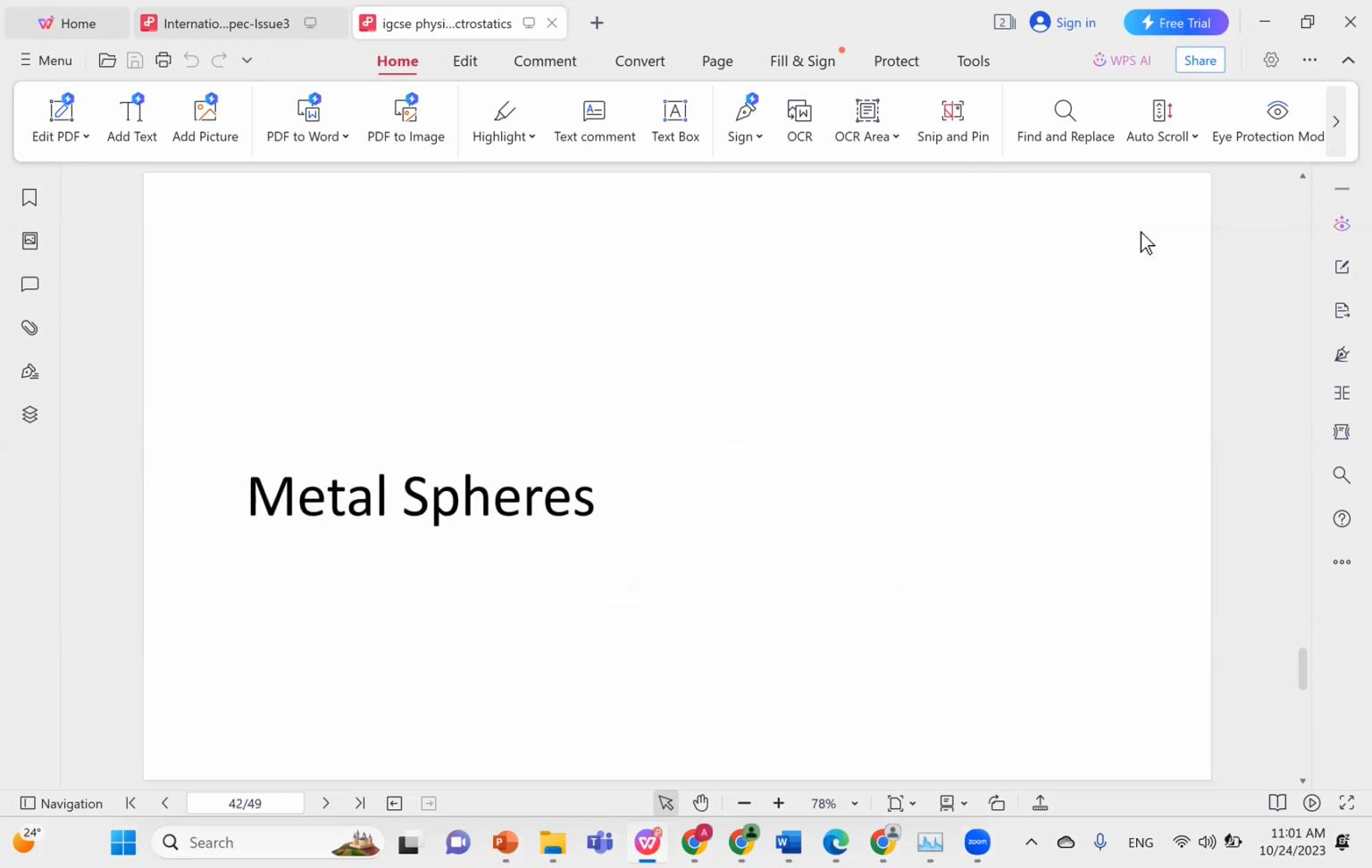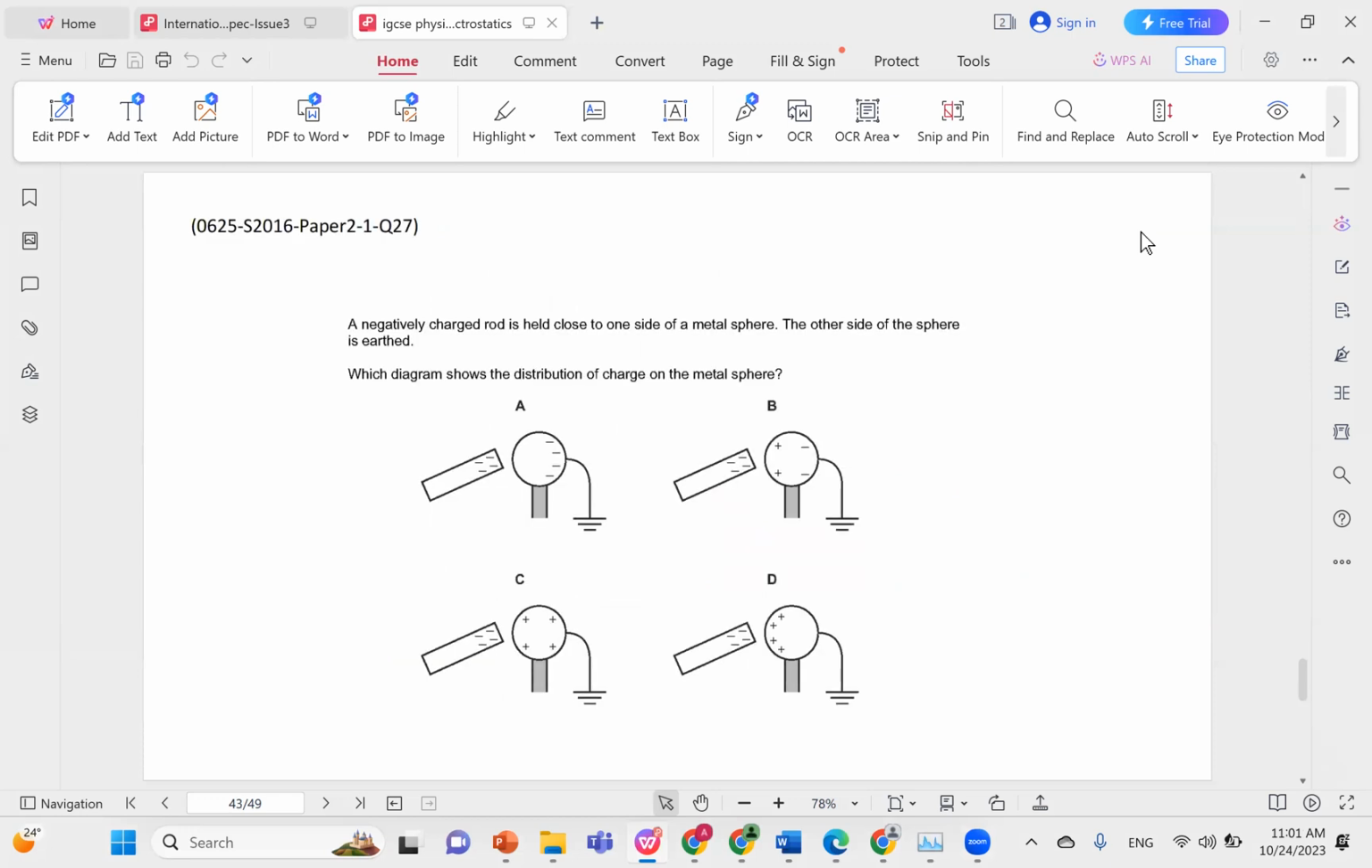Finally, we move on to the topic of metal spheres. A negatively charged rod is held close to one side of a metal sphere. The other side of the sphere is Earth. Which diagram shows the distribution of charge on the metal sphere? So what do we expect to happen here? We have a negatively charged rod, and we have a metal sphere that is earthed.